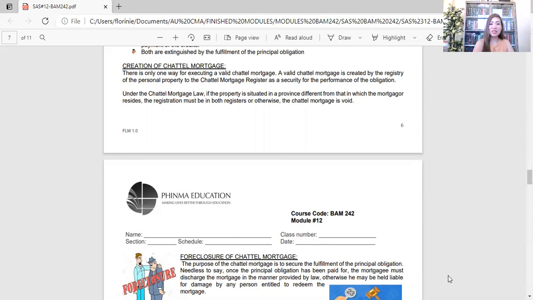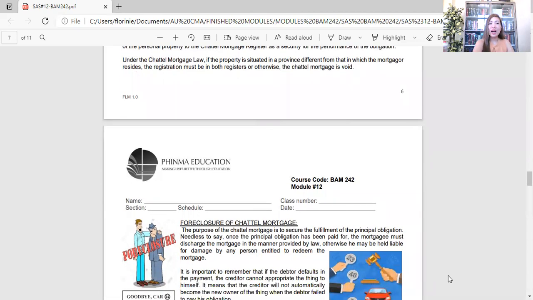So saan natin nire-rehistro? Under chattel mortgage law, if the property is situated in a province different from that in which the mortgagor resides, the registration must be in both provinces. Otherwise, the chattel mortgage is void. Okay.